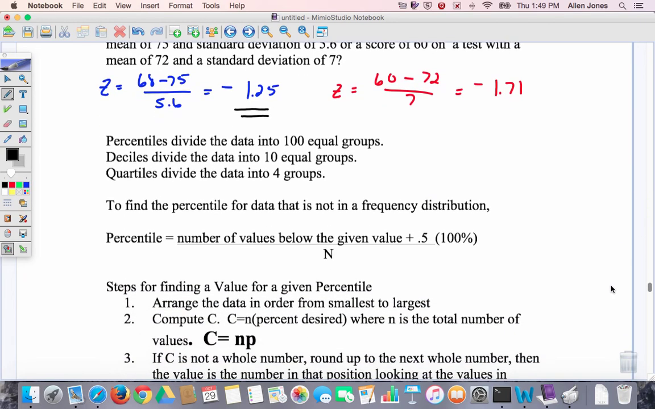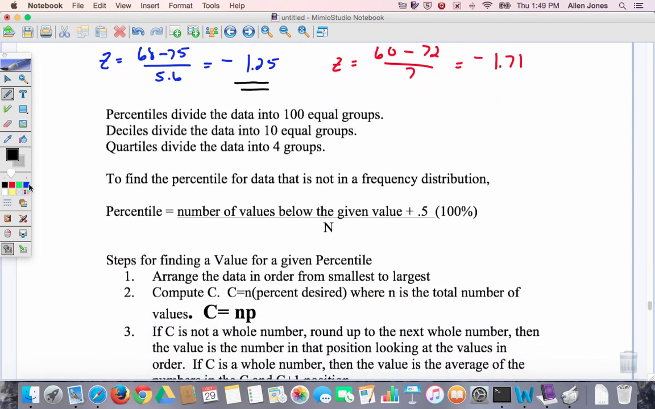Bulk of our work in this section is going to be on percentiles. Percentiles divide the data into 100 equal groups. A couple other quick definitions: the deciles divide into 10 equal groups, and quartiles into 4 groups. We will look at that in our next lesson. Right now our concentration area is right here.